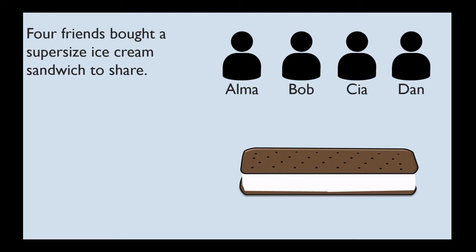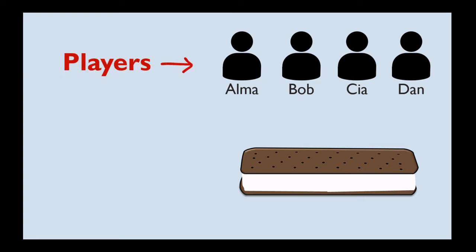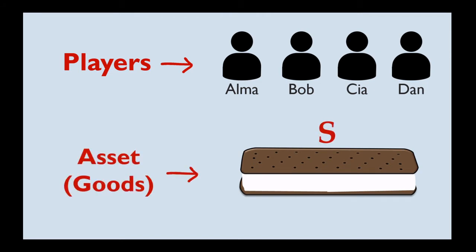So let's say four friends bought a supersized ice cream sandwich to share amongst themselves. The players are those who are entitled to a piece of the goods. The asset or the goods is the thing that's being divided. And we're going to use a capital letter S to denote an asset.